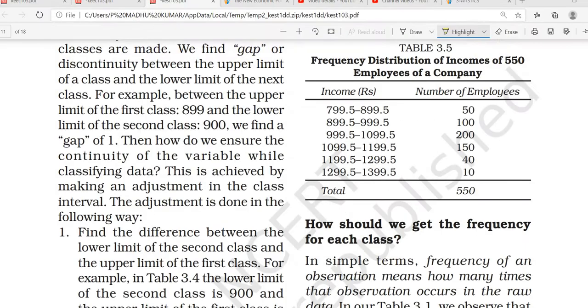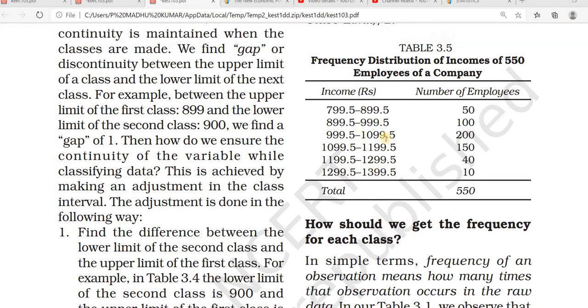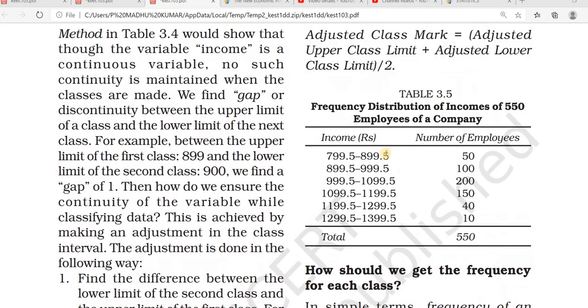Then here is an example. We adjusted the class interval like 799.5 to 899.5, then 899.5 to 999.5. Like that we adjusted the class interval. This is another example.